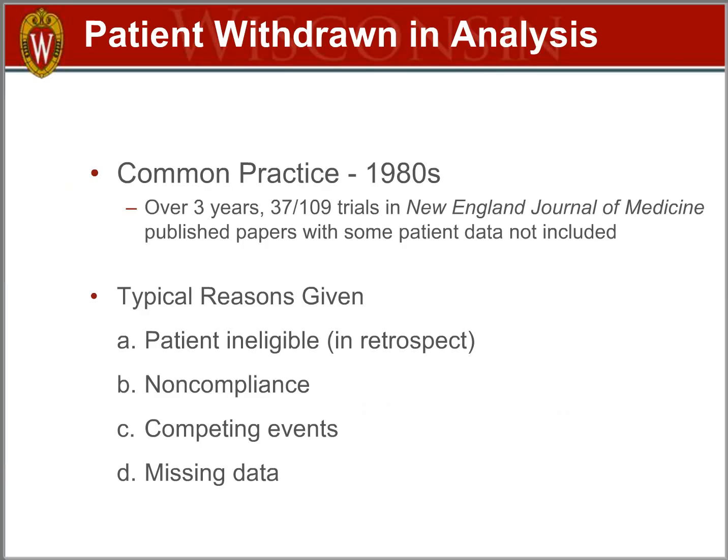In the 1980s, there was an article in the New England Journal that examined this practice. Over a 3-year period, there were 109 trials included in this review, and 37 of those trials admitted to not analyzing all the data of patients that had been randomized into their studies. The reasons given sound quite reasonable. For example, the patient was ineligible in retrospect. After you re-examine the data, you decide that patient should never have been entered into the trial. The patient didn't comply with therapy as hoped for. They had some other event, or the data was missing, so the patient was excluded.